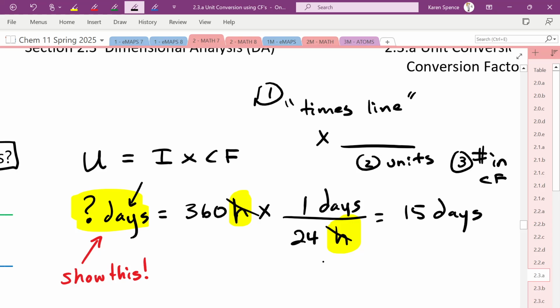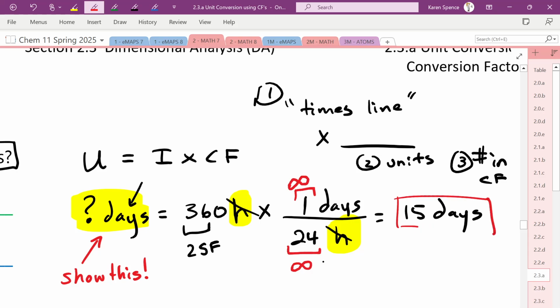And I look at my sig figs now. How many sig figs in 360? 2 sig figs. How many in the 1? Infinite sig figs because it's defined. And how about in the 24? Infinite as well because we define one day as being 24 hours. Okay? So there we are. And oh, look, we have 2 sig figs. Isn't that beautiful? And I would recommend that you box your final answer because it's like, look, here's my answer. Even if you don't understand all my writing, here it is.